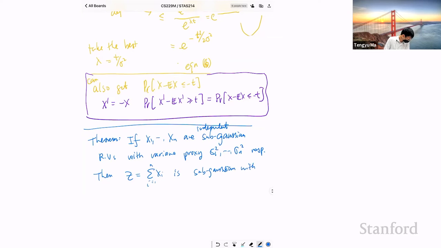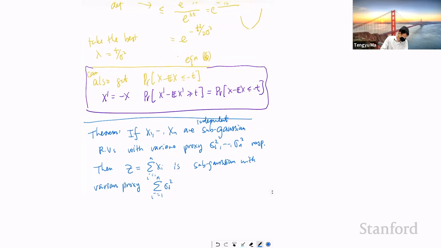with variance proxy the sum of sigma i square from 1 to n. And as a corollary, because Z is sub-Gaussian with this variance proxy, you have the concentration for Z, which is of this exponential form. Right, so you know that you have this tail that decays exponentially fast.